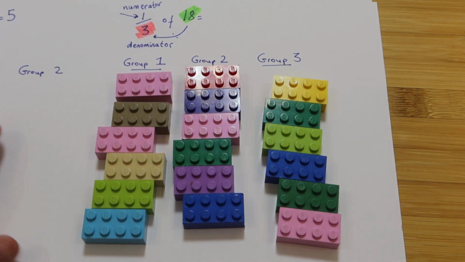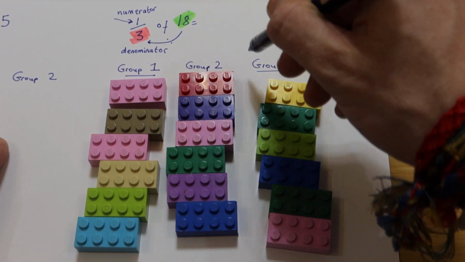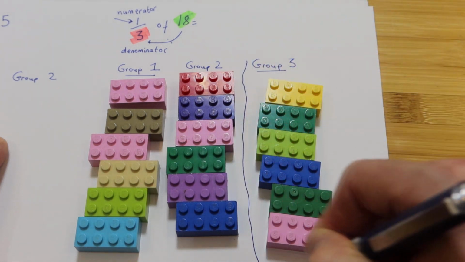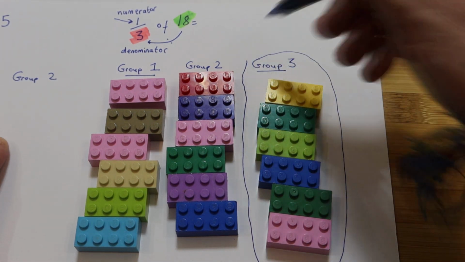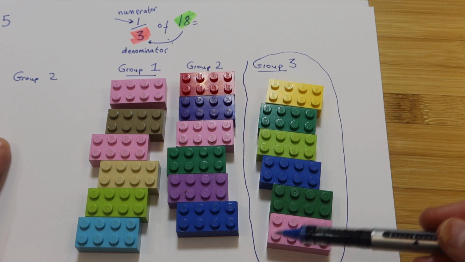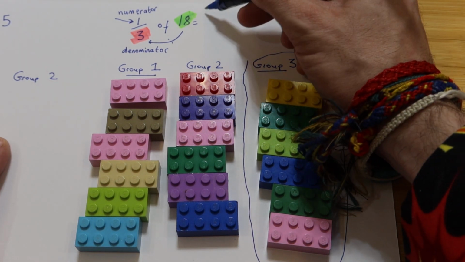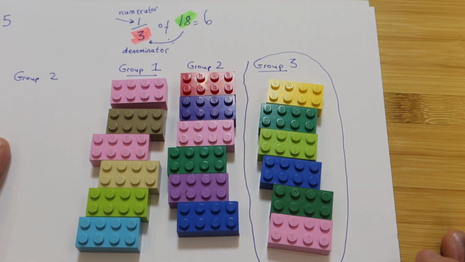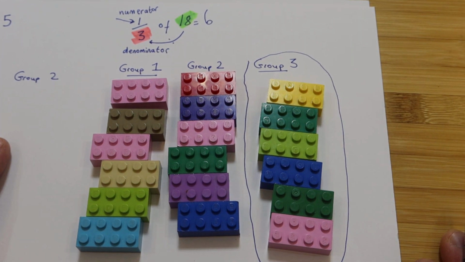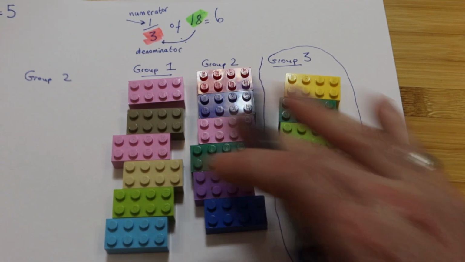So let's circle 1 group, and we could circle any 1 group. Let's just circle this one. Okay, that's a group. And how many is there? 1, 2, 3, 4, 5, 6. So our answer is 6. Excellent. Okay, let's try and do a few more.